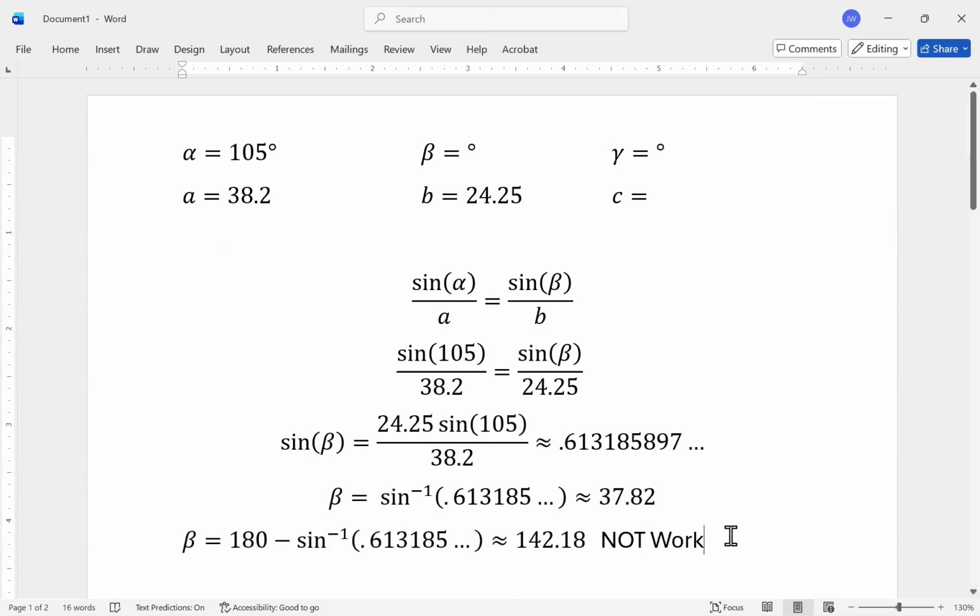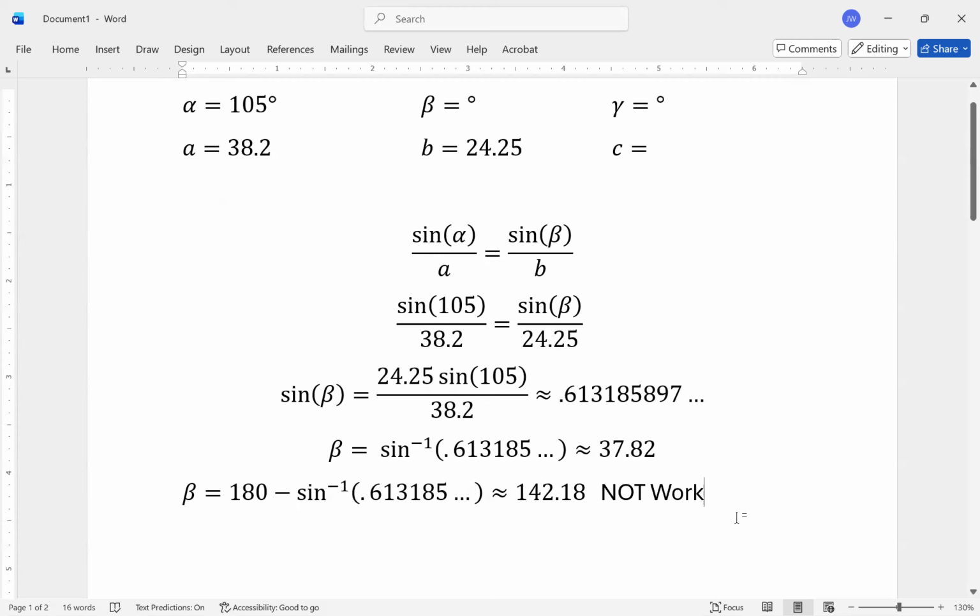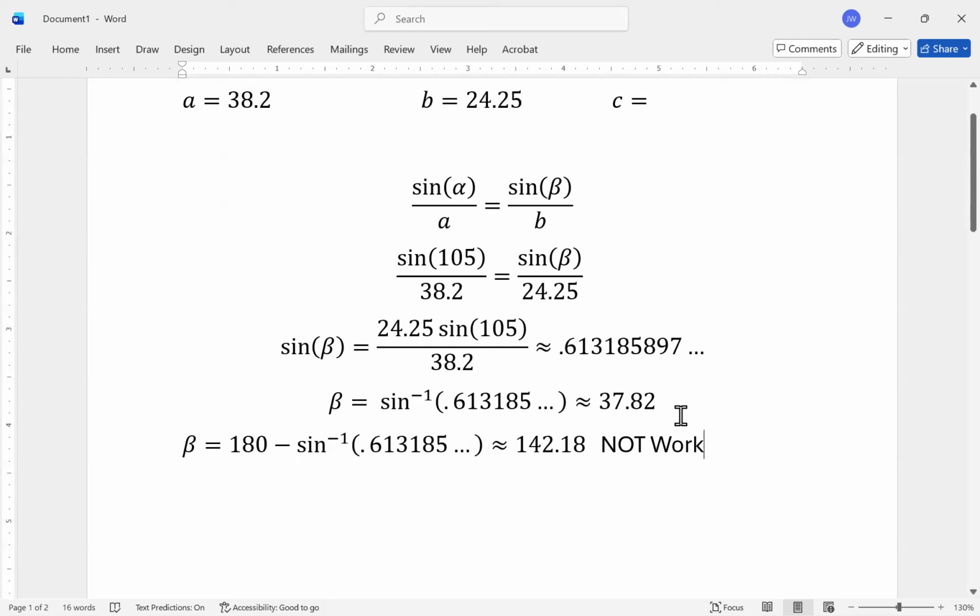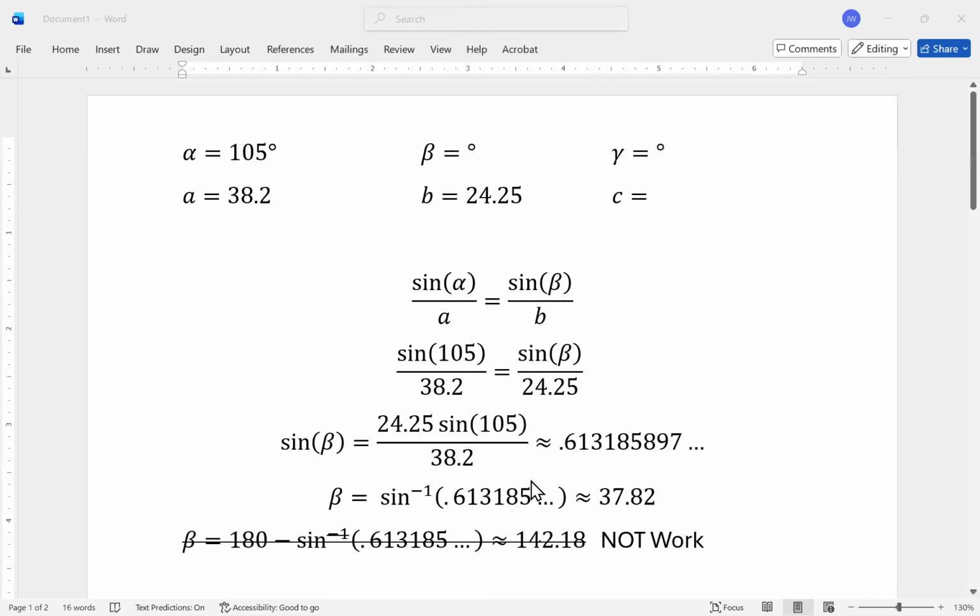So 142.18 does not work. So we only have one option for beta that actually works. I'll cross out the one that does not work here. All right. So now we know that beta is 37.82.